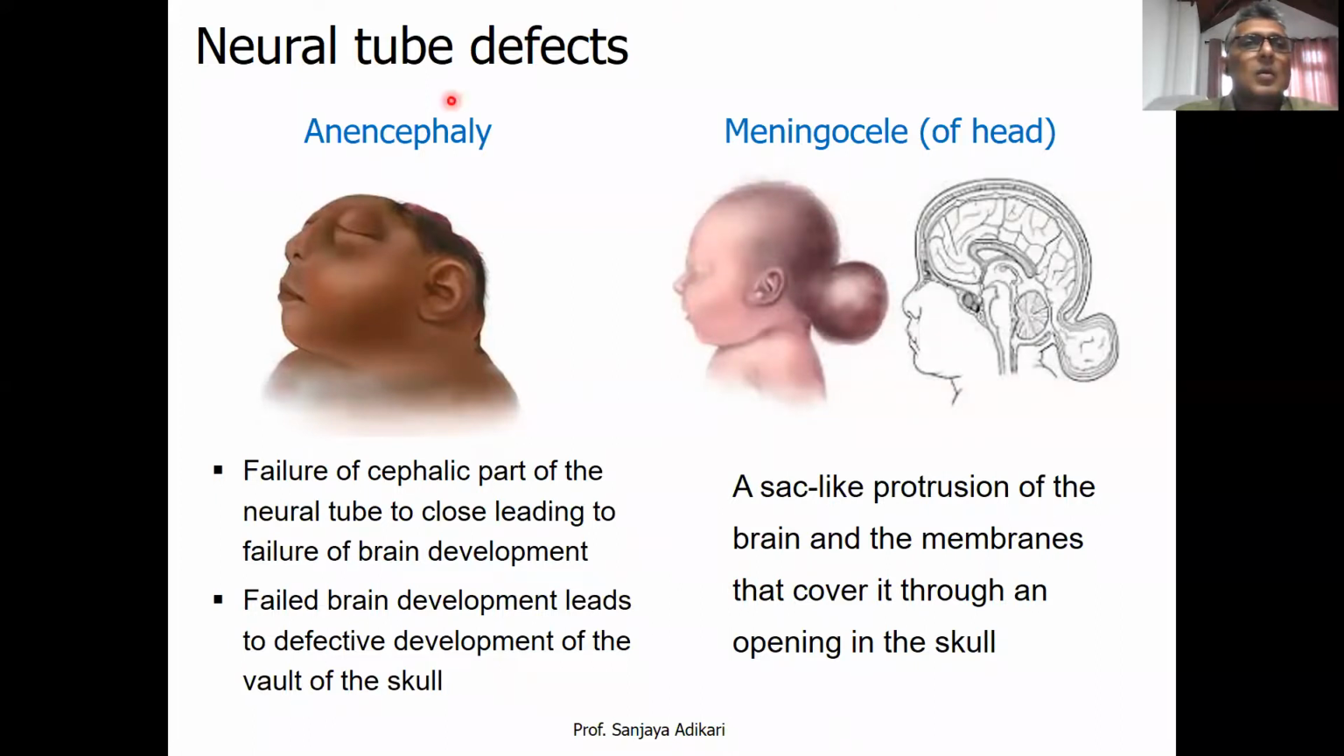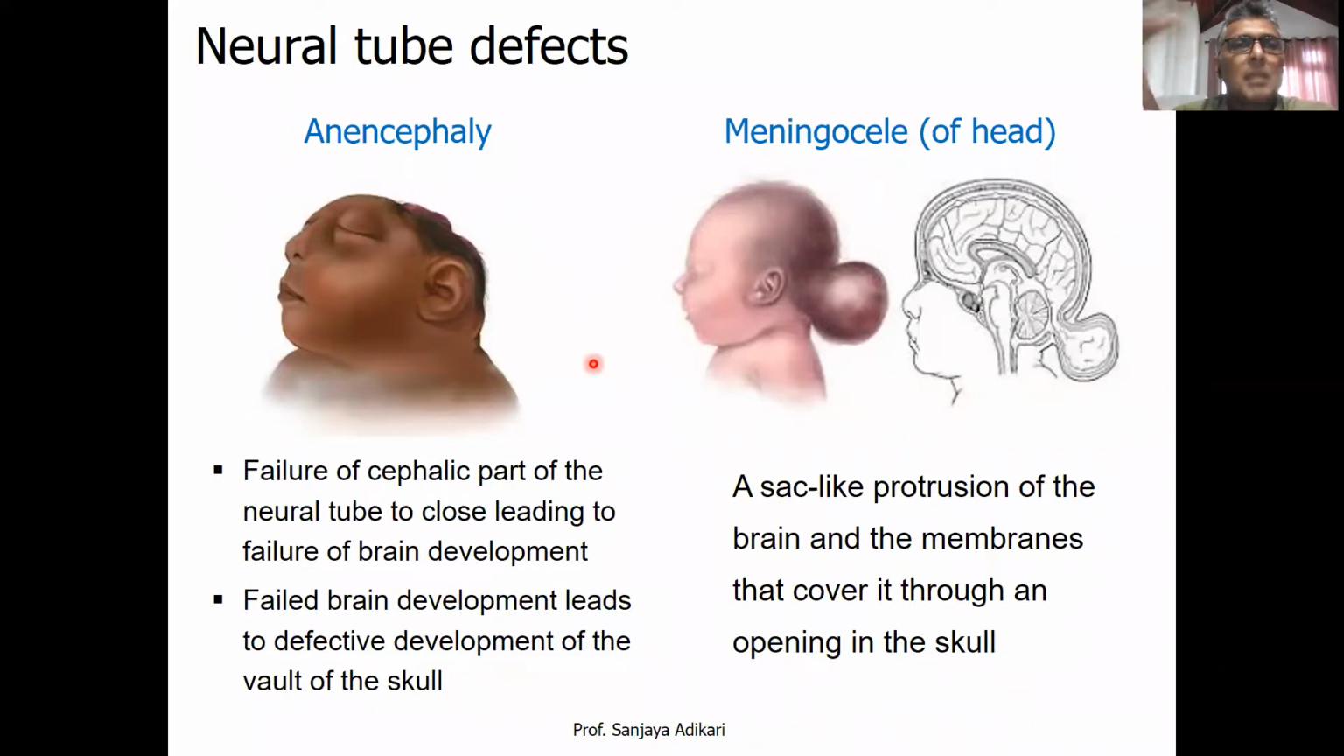neural tube defects. Now, anencephaly is a failure of the cephalic part of the neural tube to close. So you remember this cranial neuropore. If it is left open, the cavity of the tube is exposed to the amniotic cavity. The baby is surrounded by amniotic fluid. So if the cranial neuropore is open, amniotic fluid will go into the neural tube cavity, and that will destroy the developing nerve cells. They undergo necrosis, and that actually destroys the brain part completely.